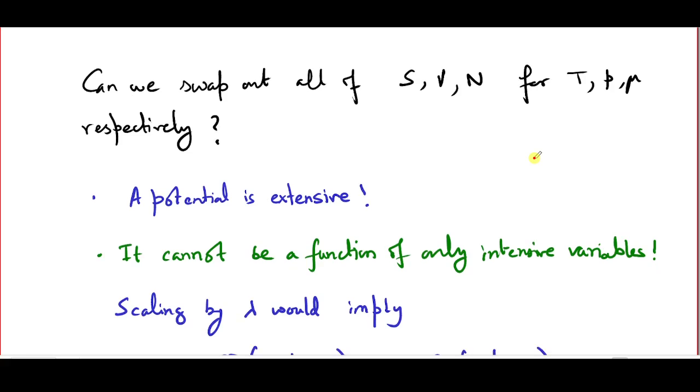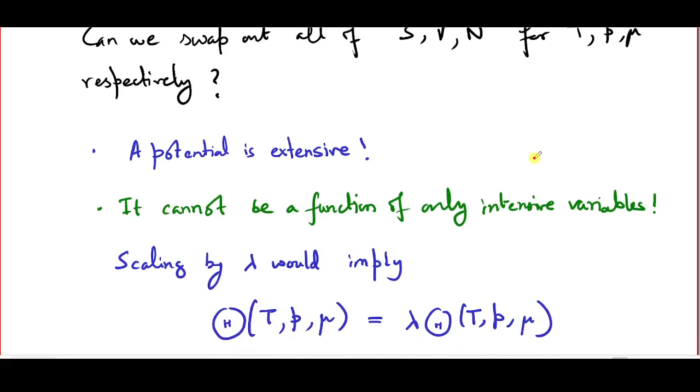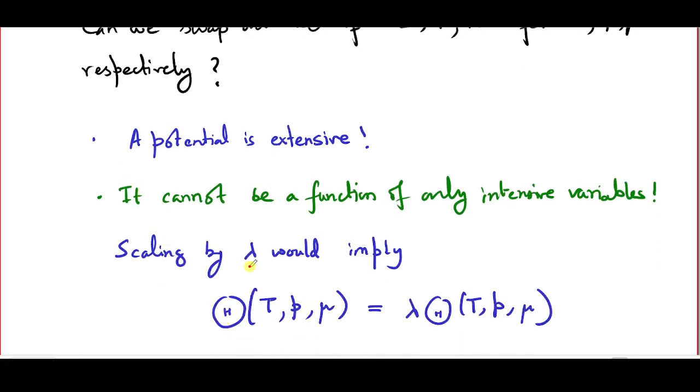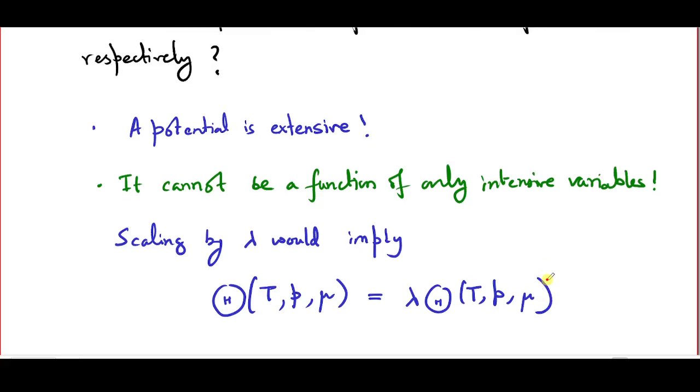After all, if this were true, then this potential capital Theta of T, P, mu would have to obey a relation like this. That is, if you would scale up the system, temperature, pressure or mu will not change. So they will say T, P, mu on both sides, but the overall thing must get multiplied by lambda, the scaling factor. And the only Theta that actually is consistent with this is Theta of 0, which of course has no information whatsoever.